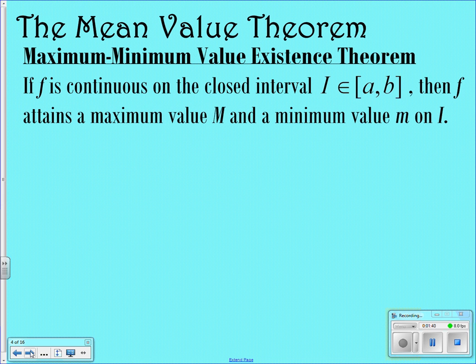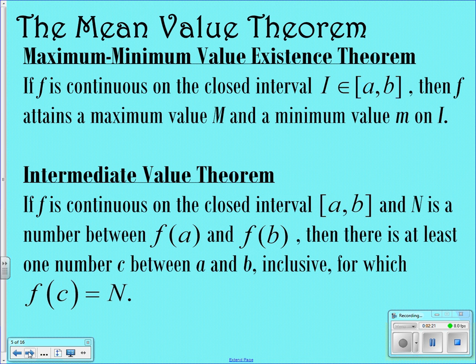So the maximum minimum value existence theorem. This is a theorem that we have discussed a little bit. We haven't proved it, but we have discussed it just a little bit this year. If you have a continuous function f on the closed interval from a to b, f obtains a max value M and a min value little m on your interval. So if you have a continuous function on that interval, you are going to have some max value and some min value. So that's the maximum minimum value existence theorem. But you have to have a continuous function in order for it to work.